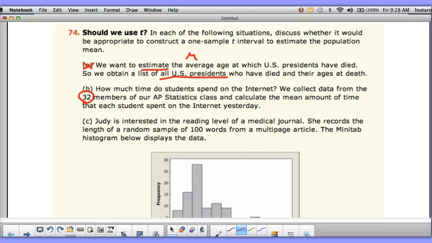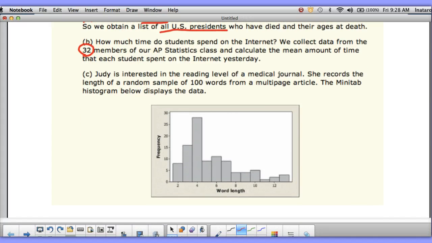And then for this last part of the question, Judy is interested in the reading level of a medical journal. She records the length of a random sample, that's important, random sample, of 100 words. So our sample size is definitely more than 30. And so even though this distribution is clearly skewed, there's a lot of short words and a few longer words, it's clearly skewed to the right, because she did a random sample of 100 words, that means that her average values, if she did this many, many times, for groups of 100, the average word length would be approximately normal. So here it's okay to use T procedures. I hope that answers that particular question, FM.